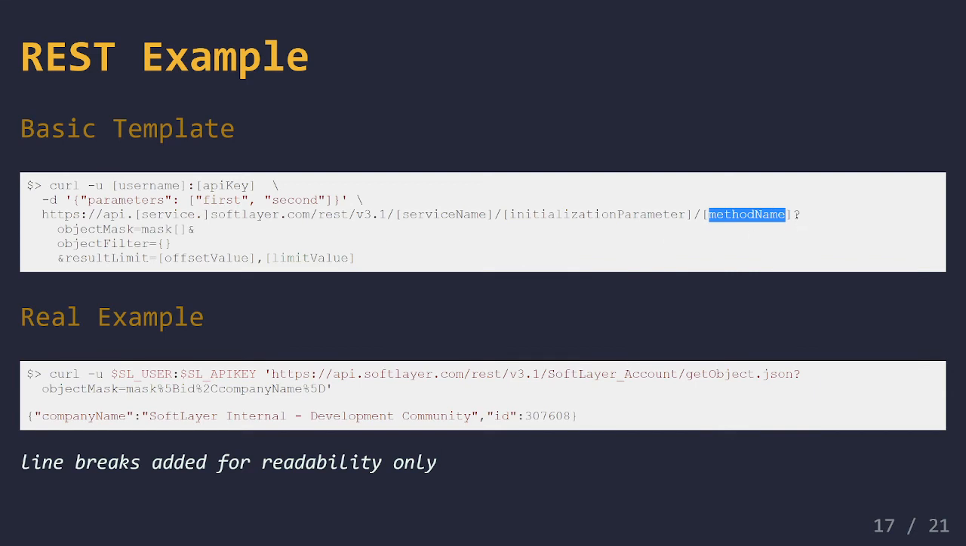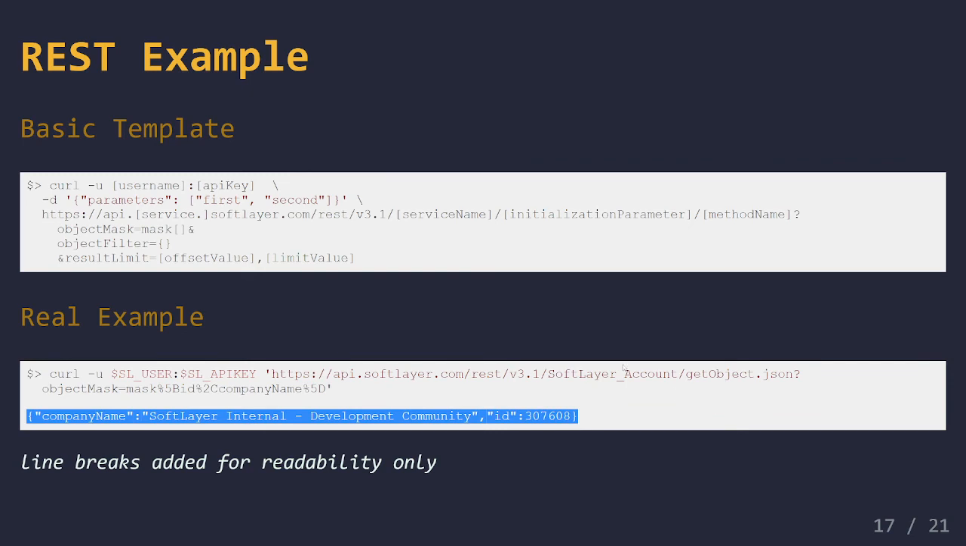Method name. And then for the required headers part, we use URL parameters for these rather than post parameters for the API parameters. I know that can be a little confusing, but hopefully this template helps figure that out for you. So the URL parameters are object mask, object filter, and result limit. So a real example with SoftLayer account getObject. We specify our object mask, which we have to URL encode, and then we get our results back.